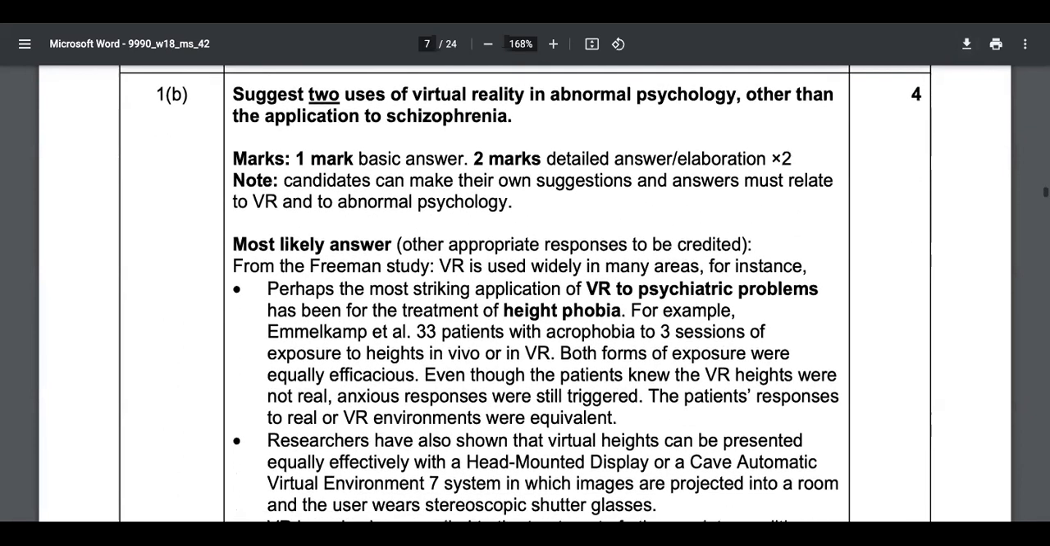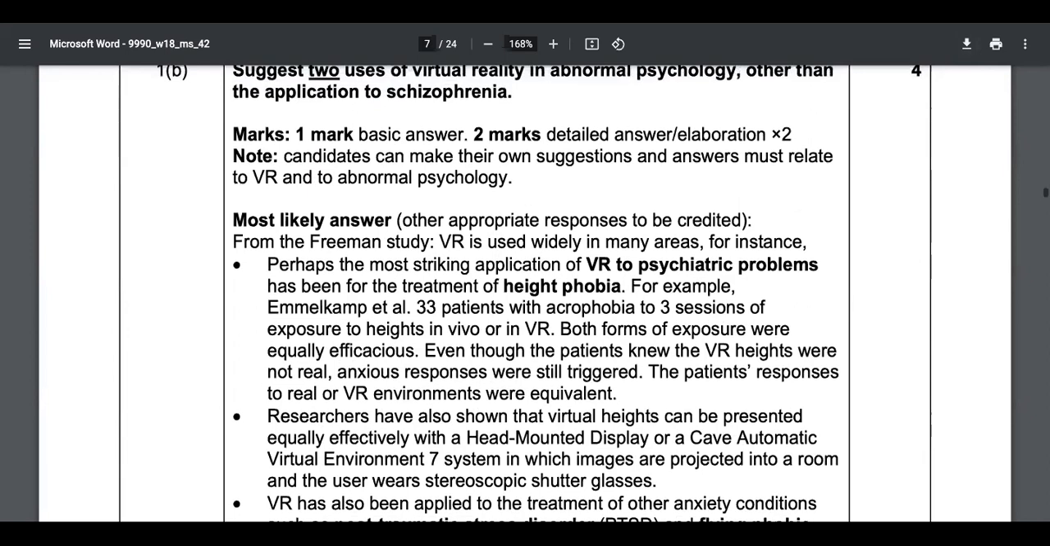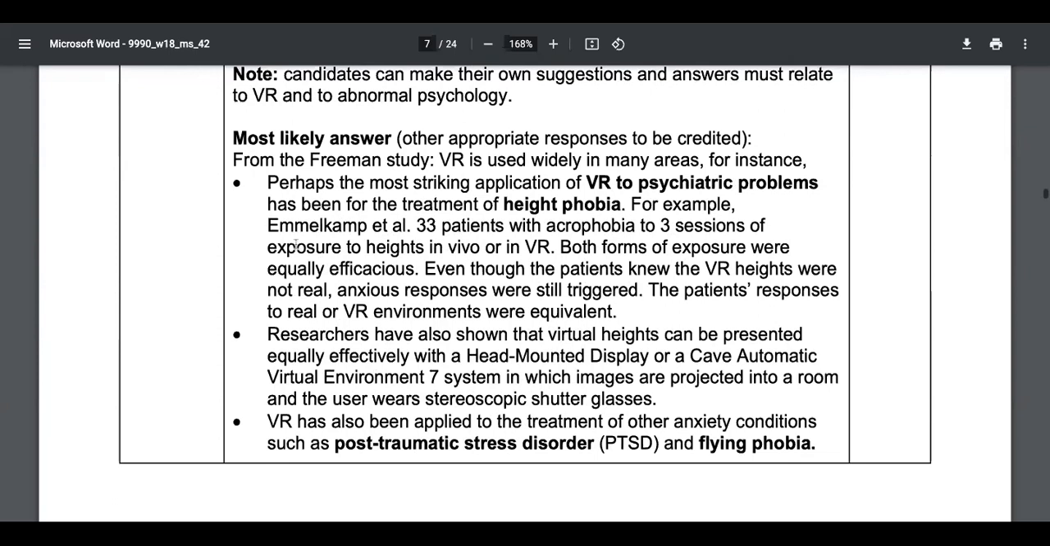Then they've given us: suggest two uses of virtual reality in abnormal psychology other than the application to schizophrenia. Now we understand what virtual reality is and we understand it on the basis of schizophrenia. They are saying, how else can you implement it? So they've given us examples for that. Again, let the azan happen. I'll continue.